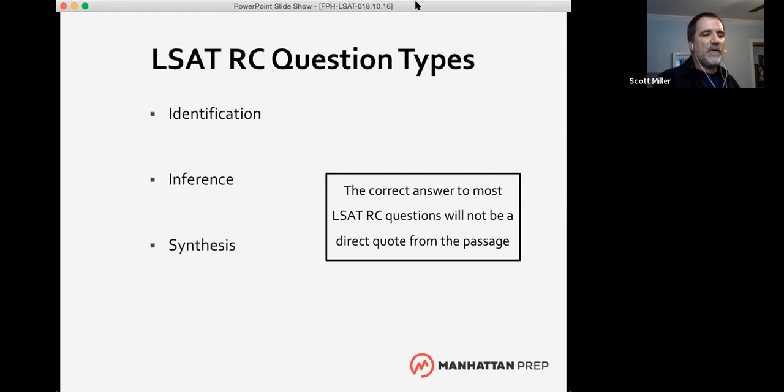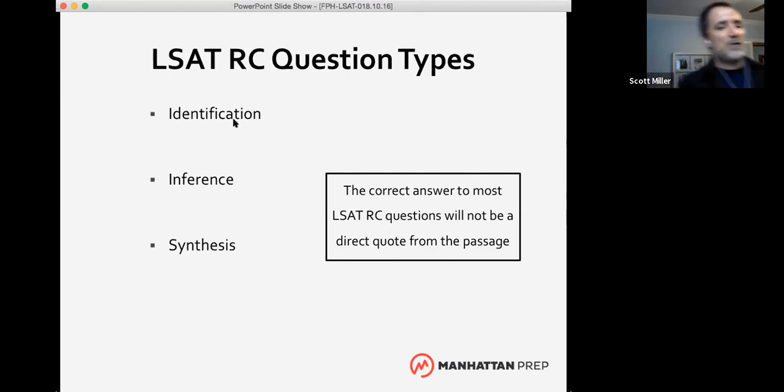So the other type of question that we see is called a synthesis question. A synthesis question could be very similar to an inference question, actually, but a synthesis question requires you to take information from several parts of the passage to answer the question. Whereas with identification and inference questions, the correct answer tends to be drawn from one specific part of the passage. With a synthesis question, you're being asked to synthesize your knowledge of the passage as a whole, or information from several parts of the passage, to answer that one question.